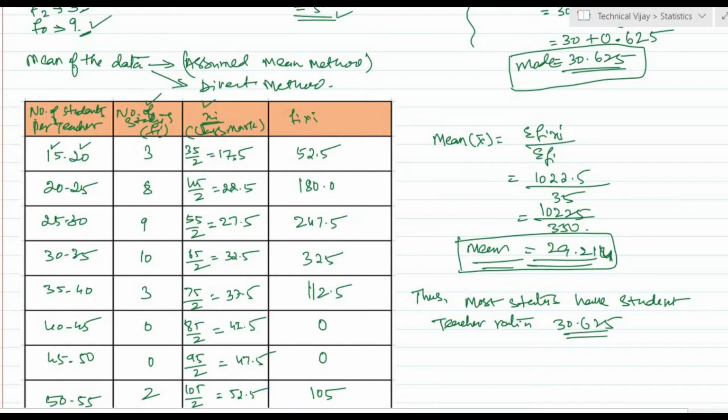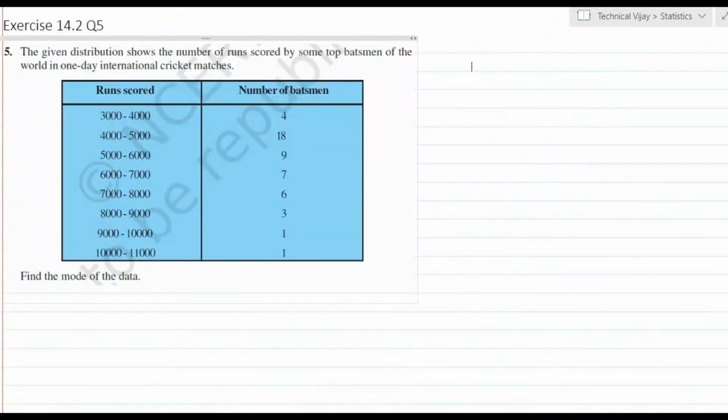This is the second one, the average student teacher ratio is equal to 29.214. This is the difference. Most states have student teacher ratio 30.625. Okay. Exercise 14.2, question number 5.